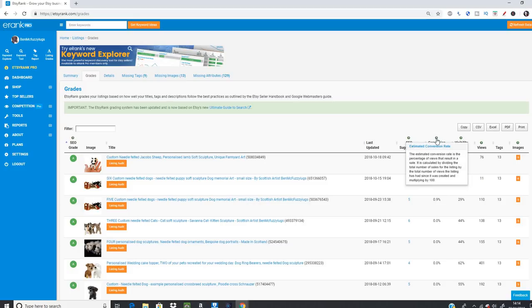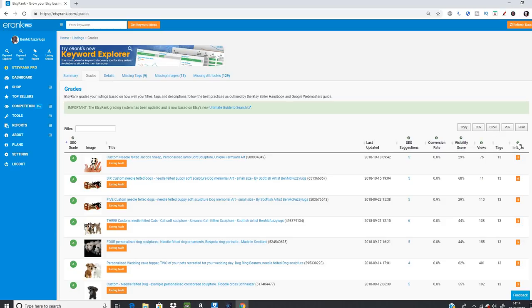Conversion rate, this is the estimated conversion rate. It is a percentage of the views that result in a sale. It's calculated by dividing the total number of sales by the number of views in the listings since it was created and multiplying it by 100. Visibility score is a measurement of how well your listing's daily views compare to listings of thousands of other Etsy shops. And then we have views, which is the total number of views of this listing since it was created.